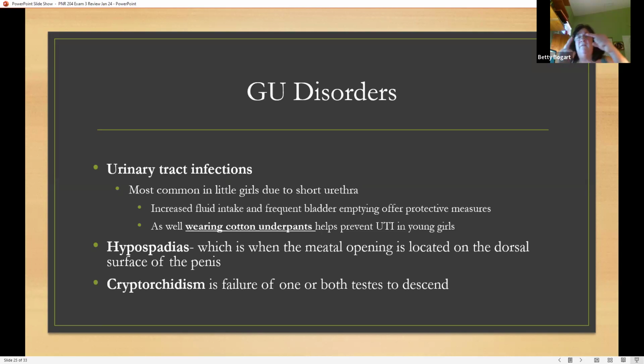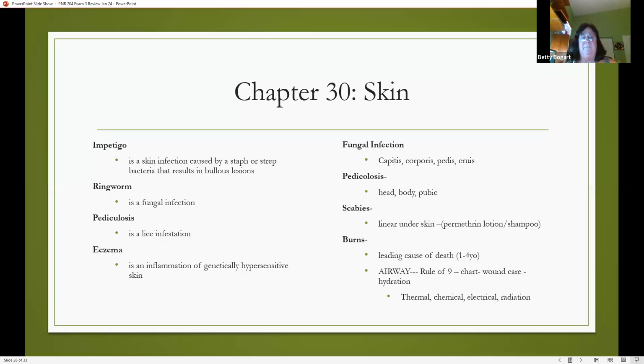Hypospadias, instead of the opening on the end of the penis, is underneath somewhere. And epispadias is actually on top. It's not one of your definitions here. Cryptorchidism is the testicles. One doesn't come down or both. That's why pediatricians check the testicles on the first visit.